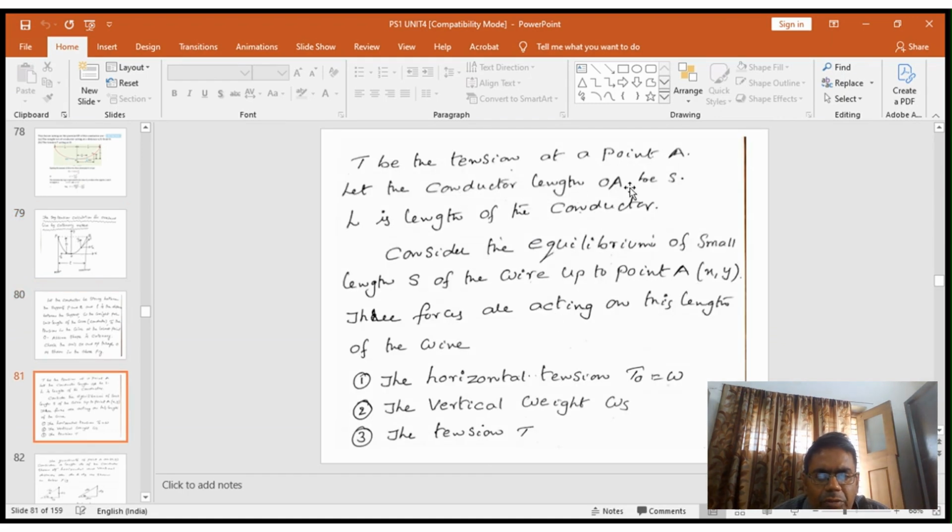The total length of the conductor is L. Consider the equilibrium of a small length s of the wire up to point A. There are three forces acting on this wire: the horizontal tension T naught, the vertical weight W into s acting in the downward direction, and the tension T.